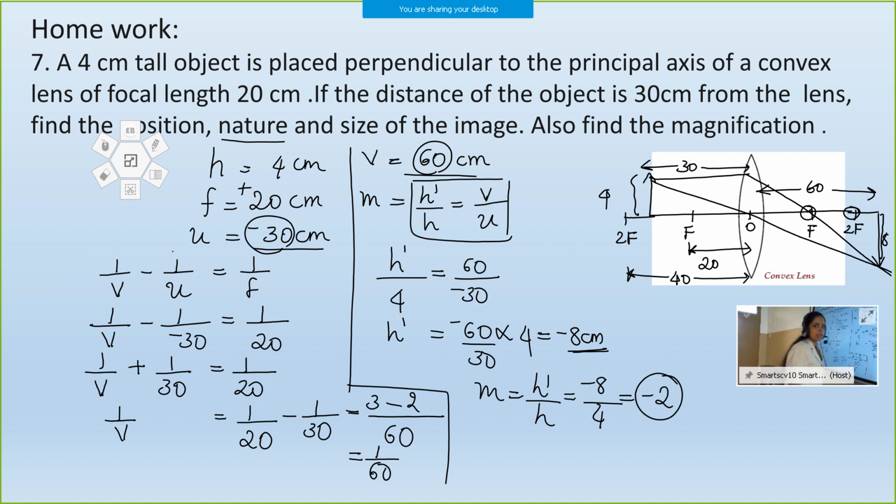So what does it indicate? Minus 2. The minus sign shows that the image is real and inverted, and it is 2 times magnified. You know the height of the image is 8 and the height of the object is 4. That means the image is 2 times magnified. So since you are getting a negative sign, you can say it is real and inverted.